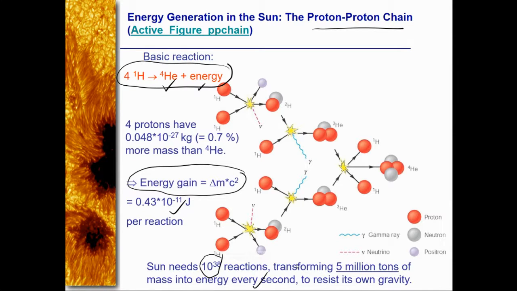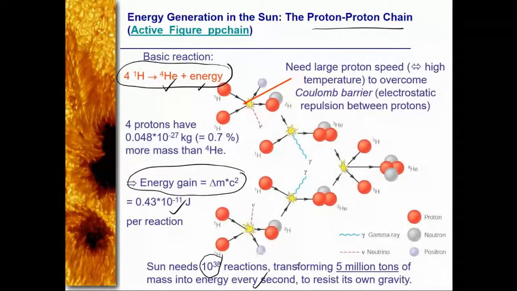And gravity will try to bring the mass inward, and that's how the sun becomes a stable star. Now for this, as I told you, we need high temperature to overcome what we call the Coulomb barrier. And the Coulomb barrier is the electrostatic repulsion between protons.